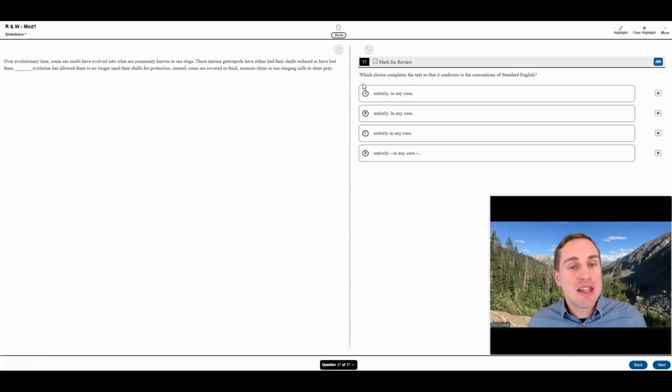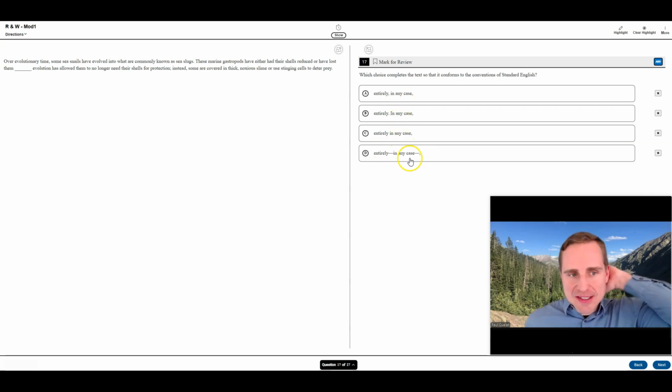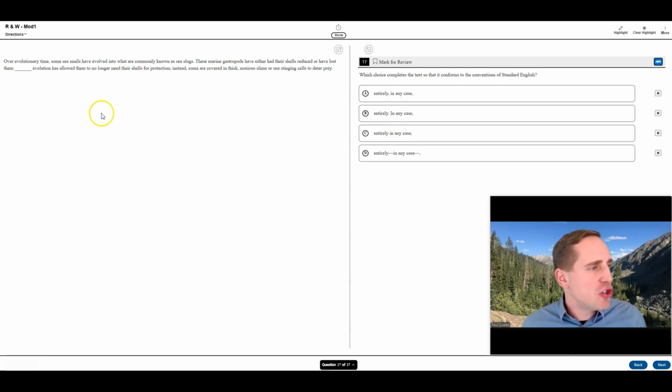Number 17, again, another conventions of standard English grammar question. We're going with entirely, and then we're looking at the phrase in any case. So we're looking at changes in punctuation. Over evolutionary time, some sea snails have evolved into what are commonly known as sea slugs. These marine gastropods have either had their shells reduced or have lost them blank. Evolution has allowed them to no longer need their shells for protection. Instead, they're covered in thick, noxious slime or use stinging cells to deter prey.